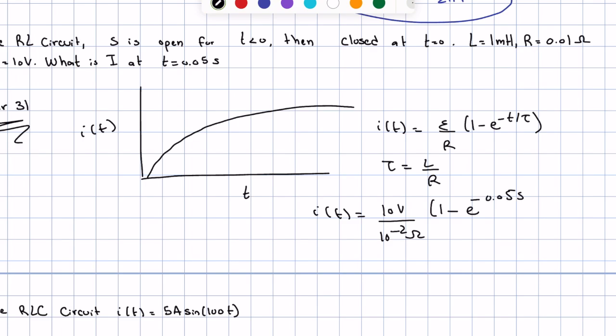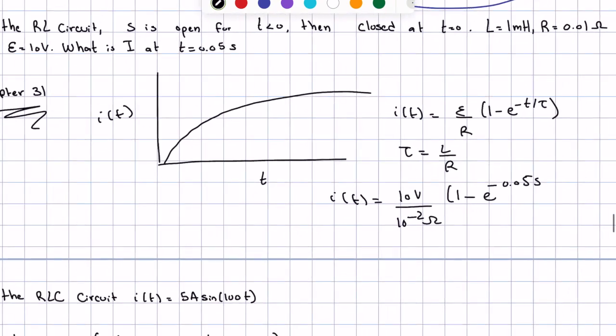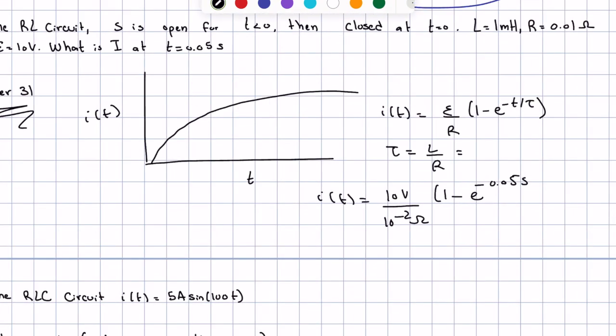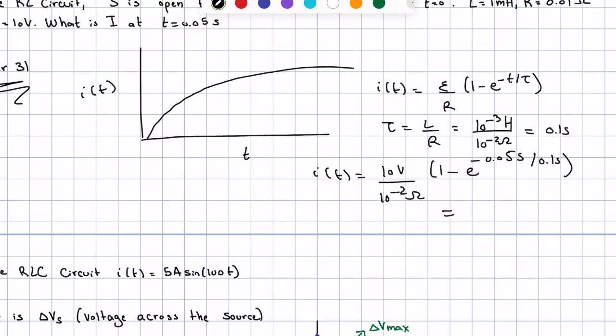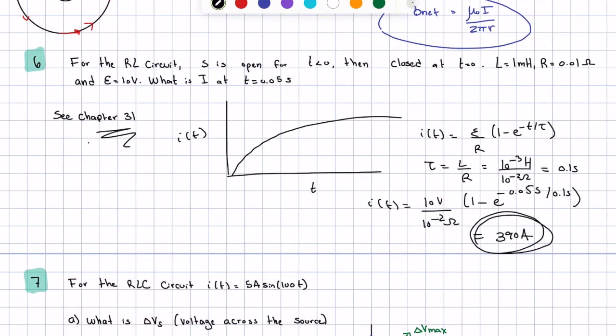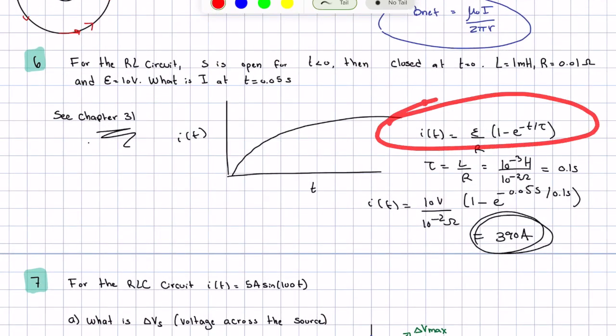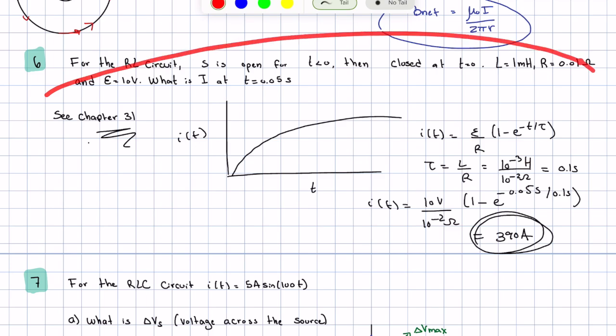and then tau, which I'm going to write here. Tau is L over R, which is 10 to the negative 3 henries, divided by the resistance of 10 to the negative 2 ohms, which is 0.1 seconds. So it's t divided by 0.1 seconds, and if you add everything up, you get 390 amps. So this question is really just about remembering what equation to use and how to plug all of these numbers into it, but that's it.